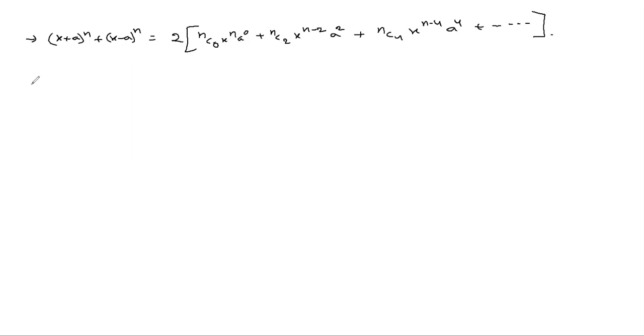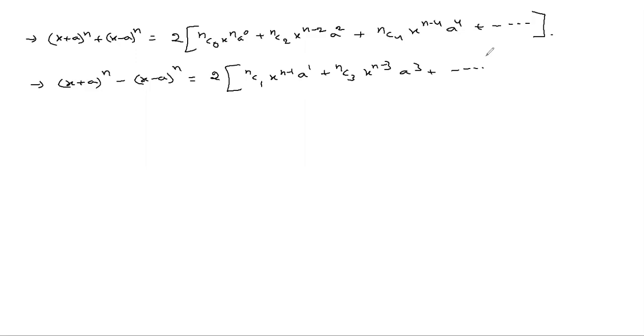Let us see the expansion of (x + a)^n - (x - a)^n. It will be 2 times [nC1 x^(n-1) a^1 + nC3 x^(n-3) a^3 + ...] and so on. In this manner, we will get the expansion of (x + a)^n - (x - a)^n. I think it is very clear for you.